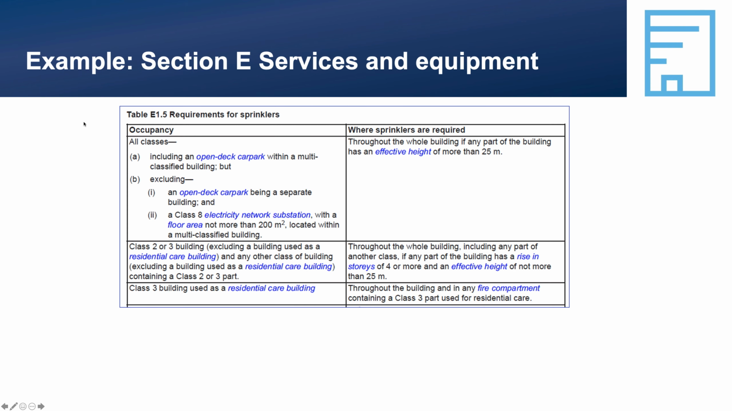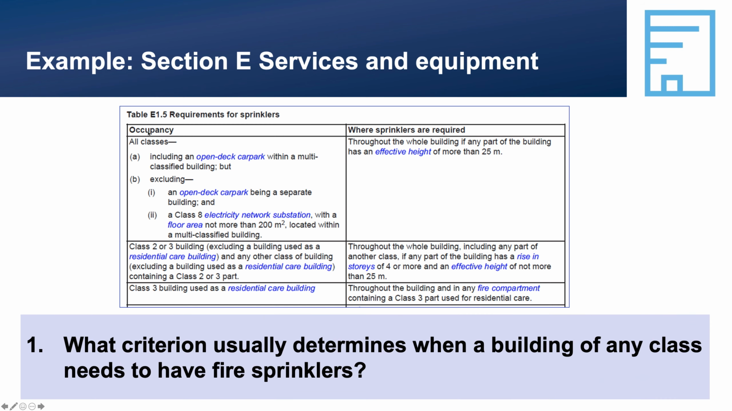Let's have a look at this example and practice interpreting the content of Volume 1. This excerpt is of Table E1.5, Requirements for Sprinklers. See if you can find the whole table in Part E1.5, Sprinklers. Take a moment to look at the table, then attempt the following question. What criterion usually determines when a building of any class needs to have fire sprinklers?